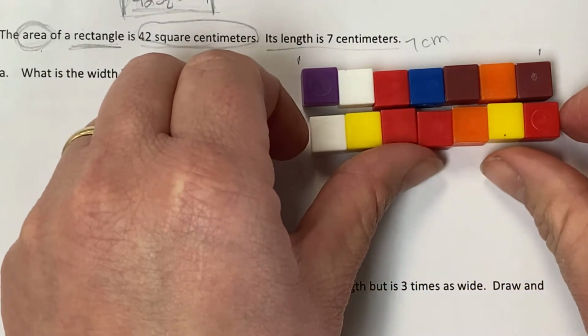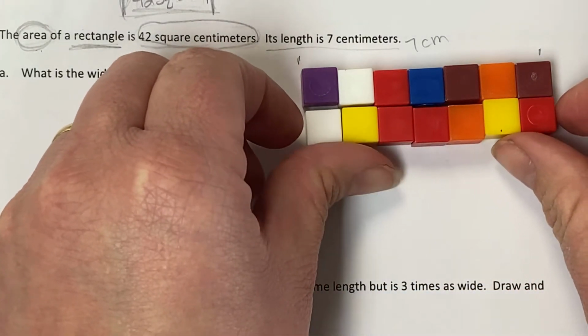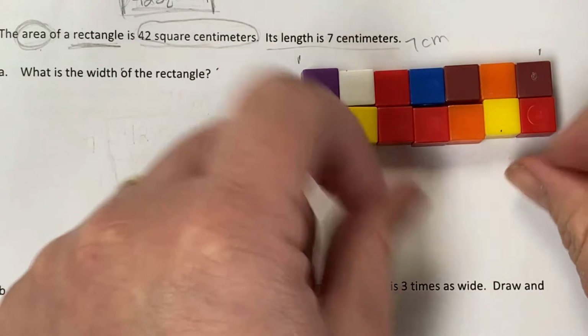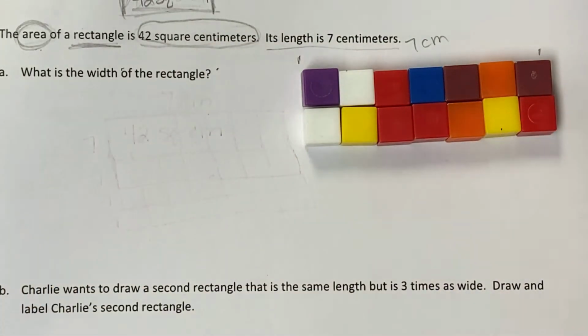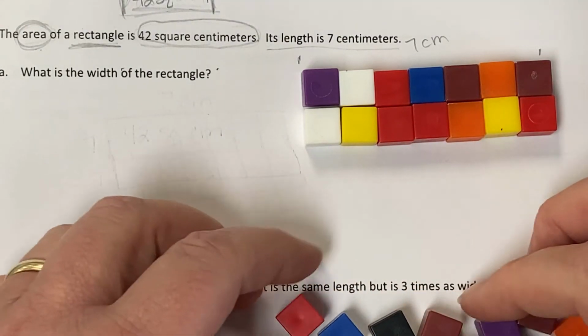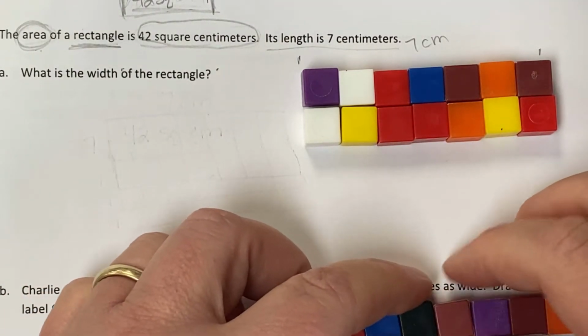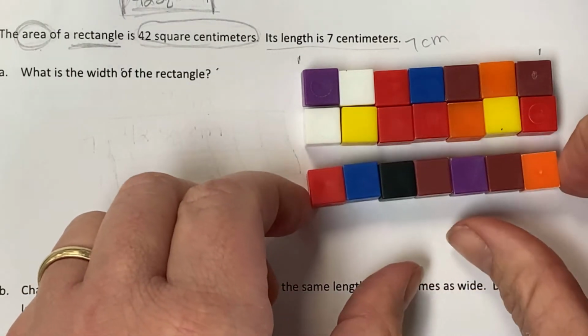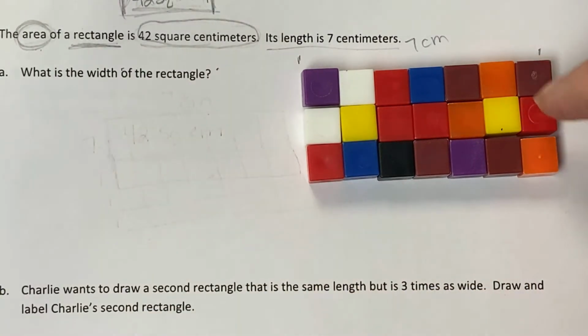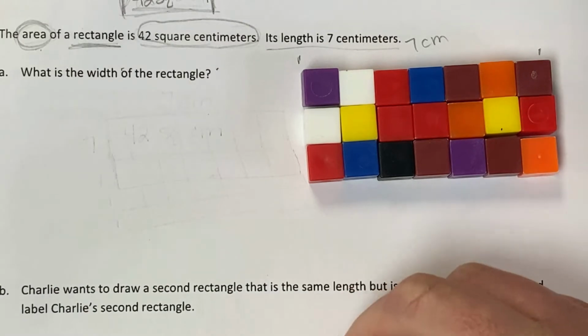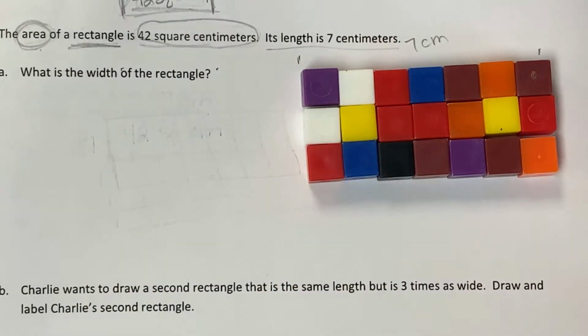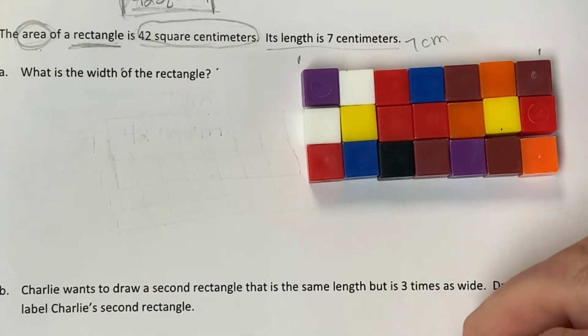So if I put another one, now my square area is 2 times 7, which is 14. Or 2 7s, which is 14. So I'm not to 42 yet. So I'm going to get another row of 7, because that's how long it is. There's another row of 7. And when I put that there, I have 7, 14, 21. I'm still not to 42 yet. So let's get another row of 7.